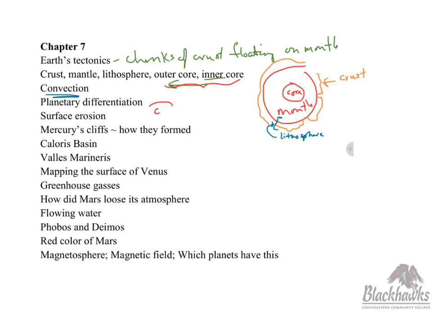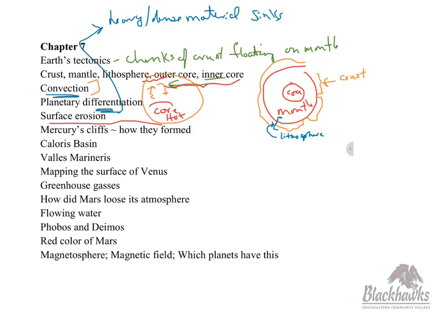And then convection, I drew down below there. The core is hot, and so you see the blob of liquid mantle rising, and then it cools, and then it falls back down. That's convection with the hot core. And then the blue is planetary differentiation. Heavy, dense material sinks. Planetary differentiation.